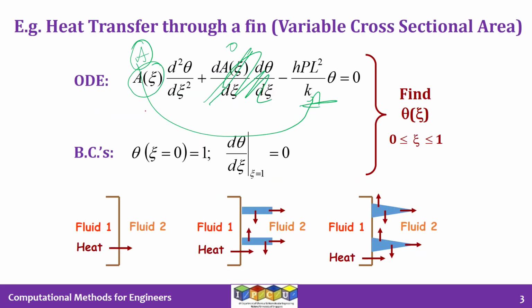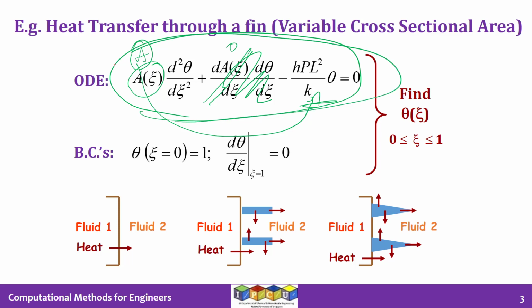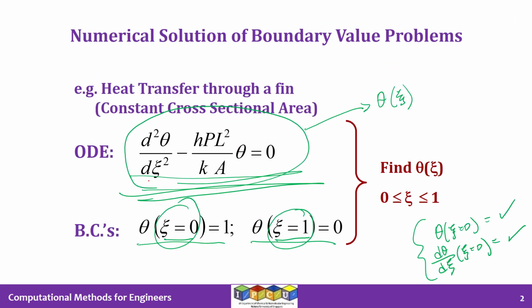So this is a more general case where the fin can have variable cross-sectional area. In the limit, we have a regular fin with constant cross-sectional area. This equation would reduce to the simpler form that you see here.